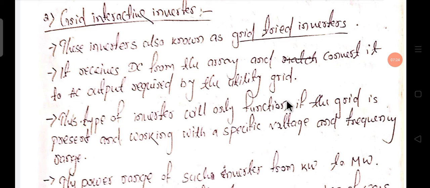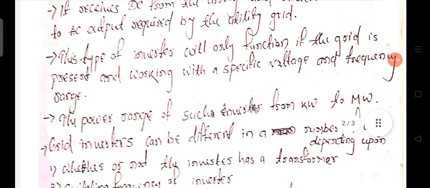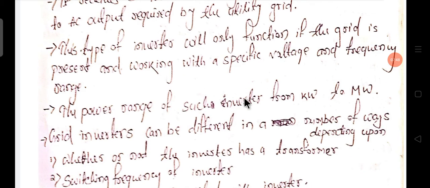That means if the grid supply is not present or there is a power cut, then this grid interactive inverter cannot be used. Whenever the grid is there, the grid interactive inverter is used. The power range of such an inverter goes from kilowatt to megawatt.